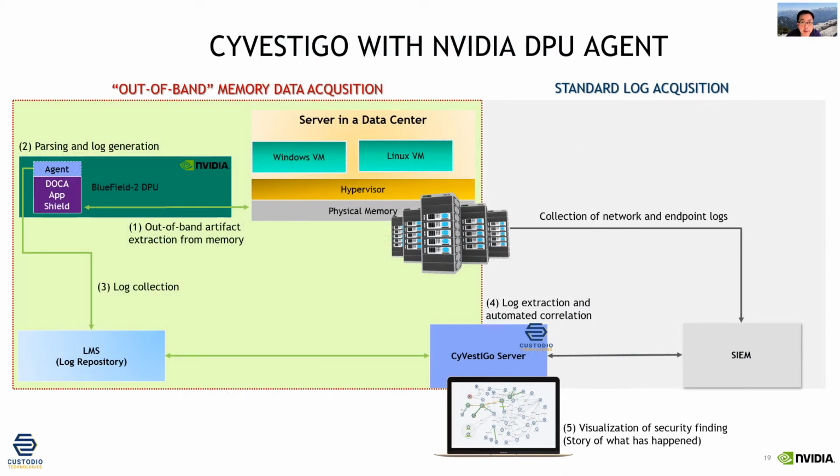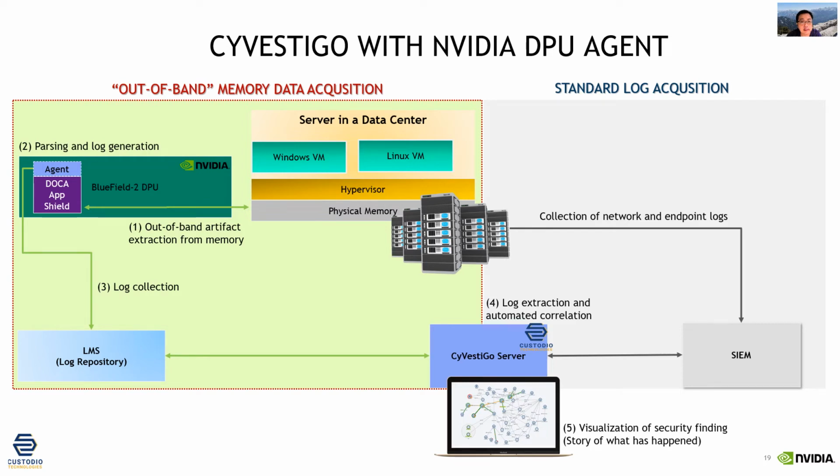CyVestiGO was originally built to work with SIEM and is now extended to support the new memory dataset obtained through the NVIDIA DPU agent. Let's focus on the new out-of-band memory data acquisition capabilities, as shown on the left.